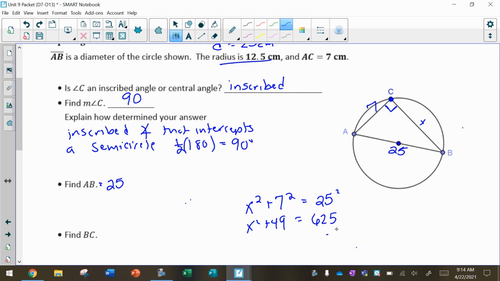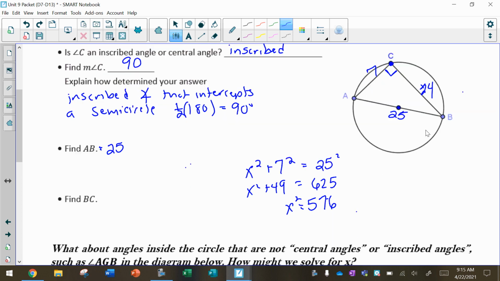625 minus 49, 576. Is that a perfect square? Well, you should be punching it into your calculator to figure it out. You should be sitting there with your calculator, and I know some of you right now are not sitting there with your calculator. The square root of 576, yes, is exactly 24. So that is exactly 24. Okay? So there you go.